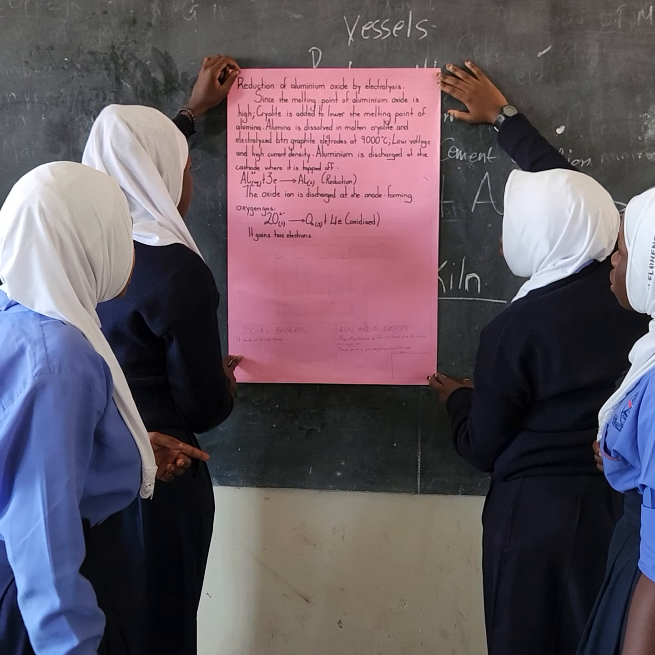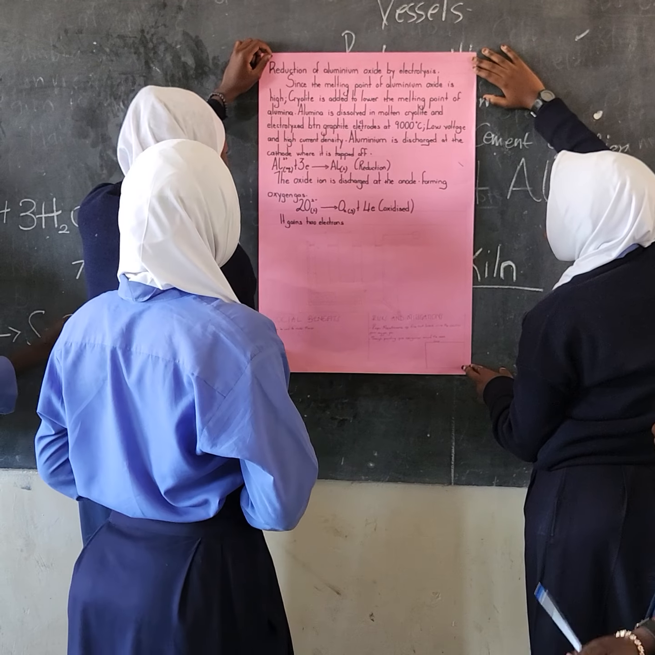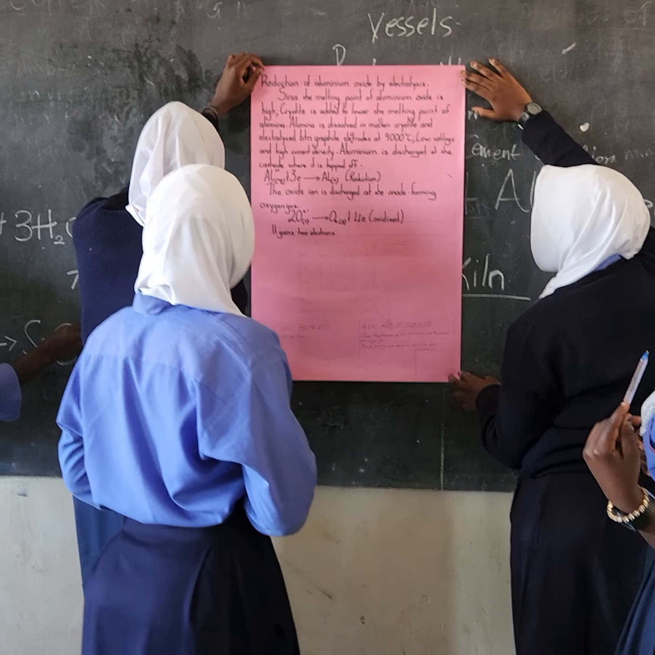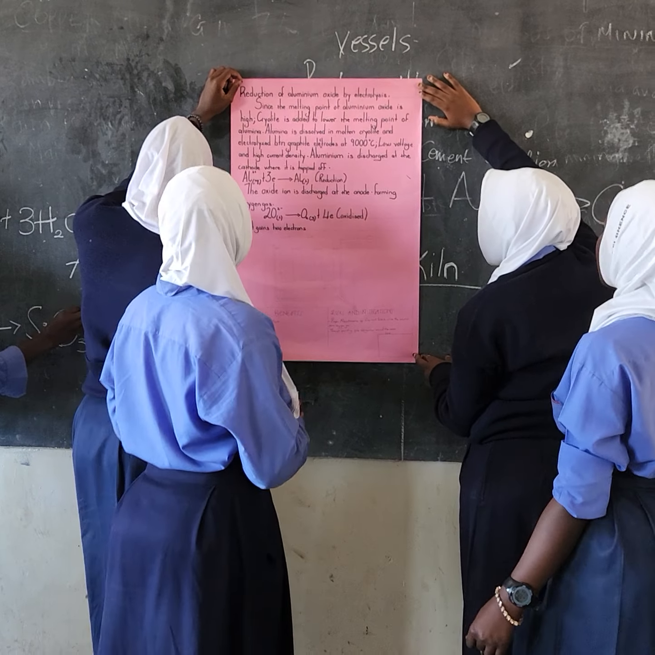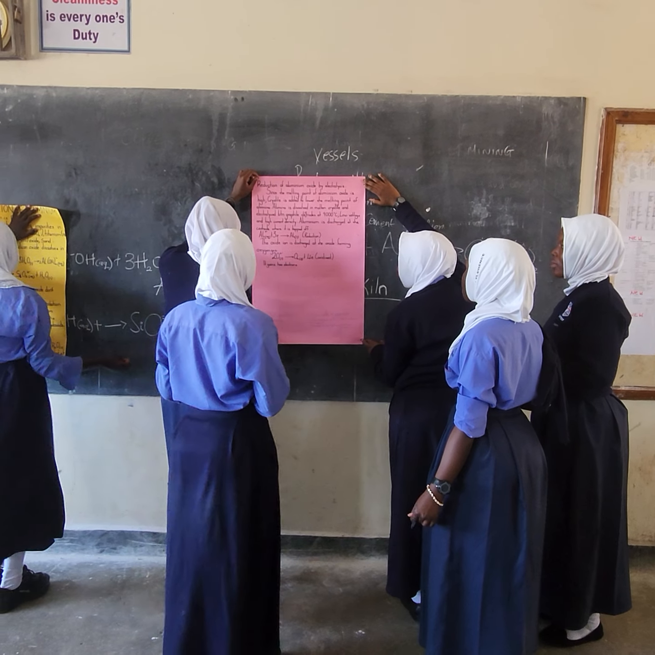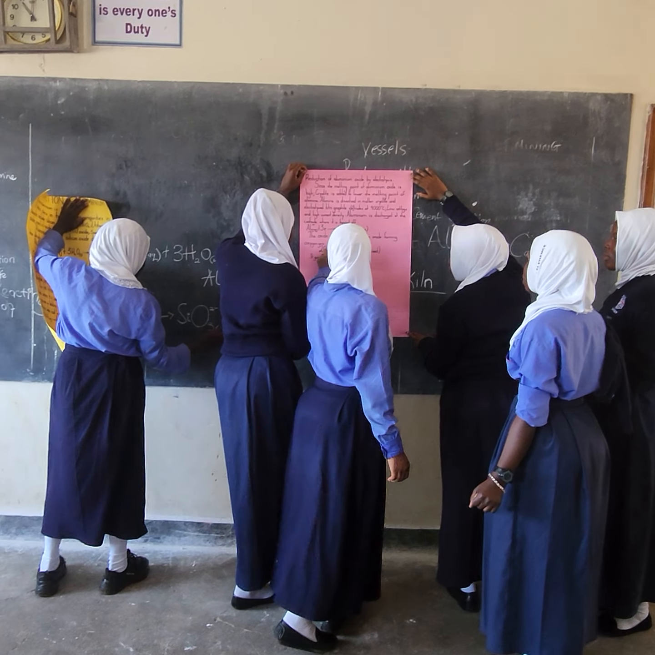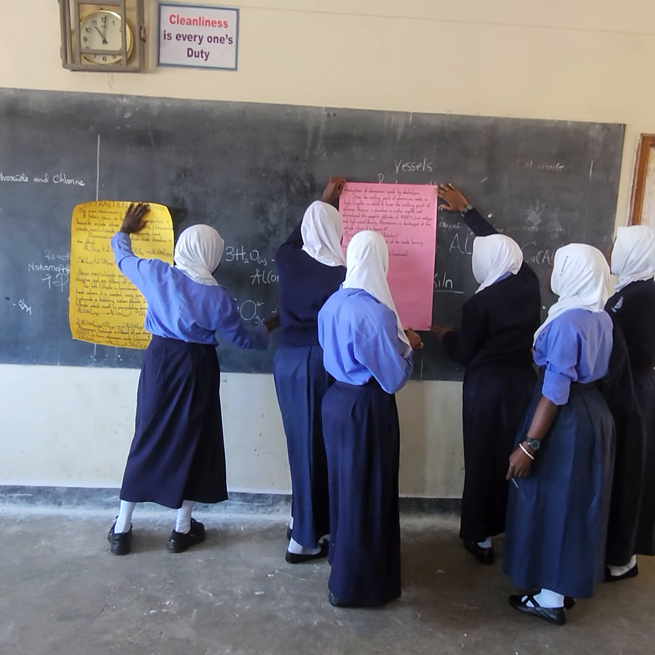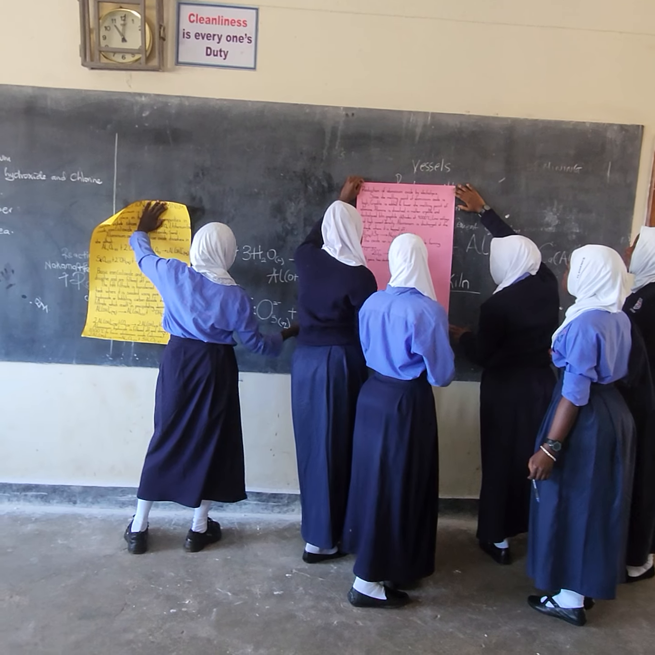Aluminium is discharged at the cathode where it is tapped off. The oxide ion is discharged at the anode, forming oxygen gas. It loses 2 electrons.